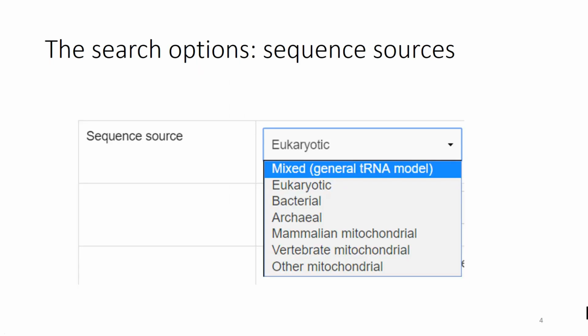The first thing you'll see on the input page of the web tool are the search options for the sequence sources. With these options you can choose a domain-specific model on tRNAs exclusively from, for example, eukaryotic or bacterial organisms. Doing this, you can accelerate the search speed without affecting the sensitivity of the search. You could also choose the mixed option, which is basically all the tRNA models put together, but this however will slow down the search. You could also choose the mitochondrial options if your sequences come from a mitochondrial genome.